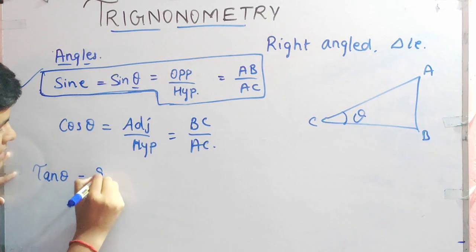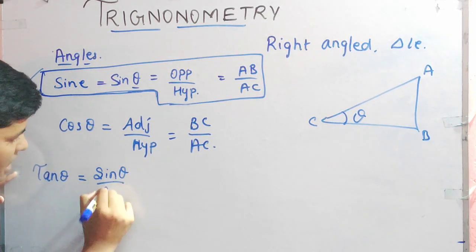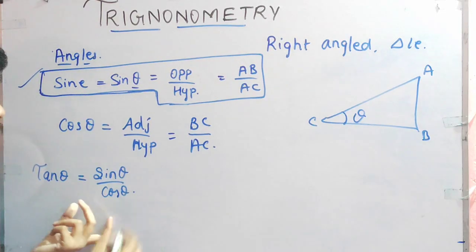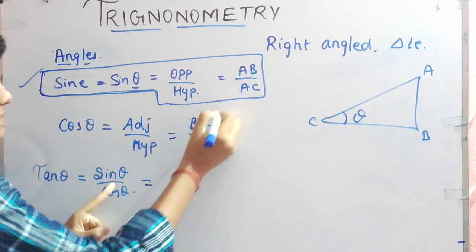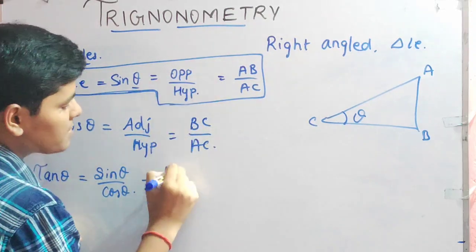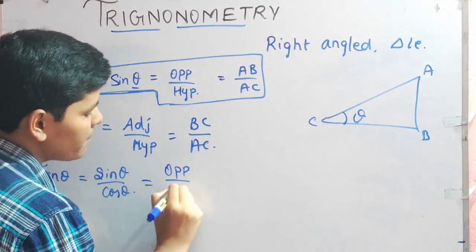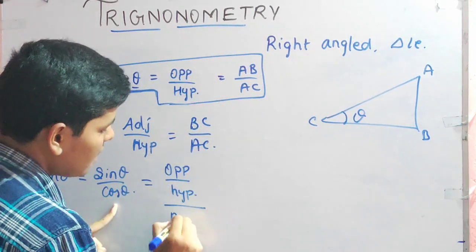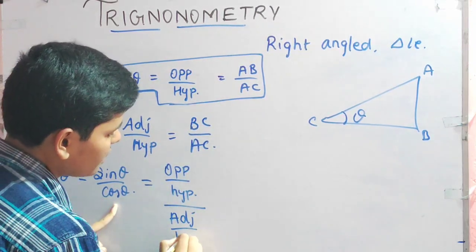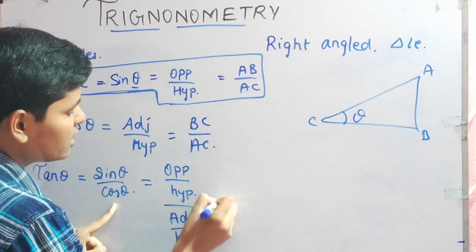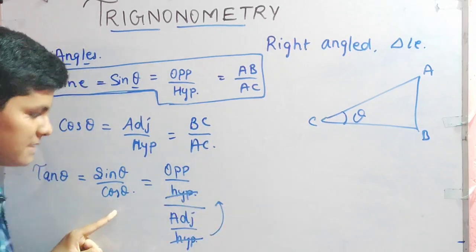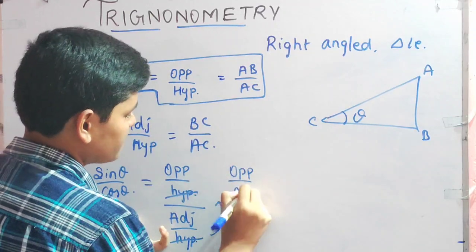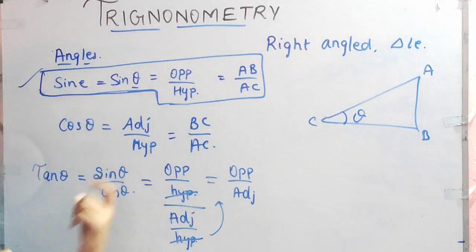Tan theta is sine theta by cos theta. So what is sine theta? Sine theta is AB by AC, or you can take opposite by hypotenuse. And what is cos theta? Cos theta is adjacent by hypotenuse. So what you do is you bring this over here, hypotenuse gets cancelled. So opposite by adjacent is equal to tan theta.